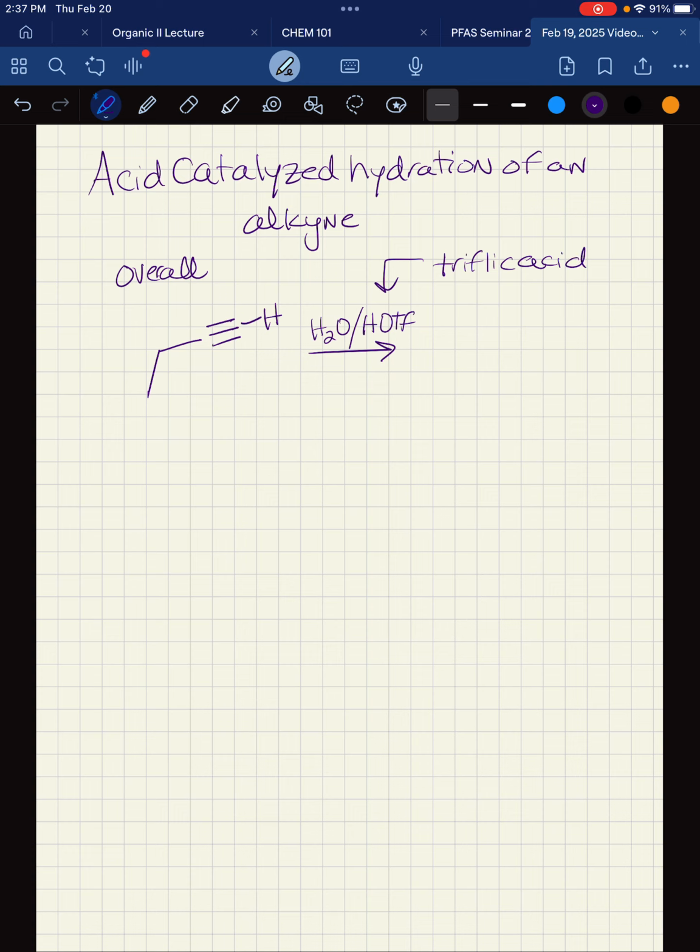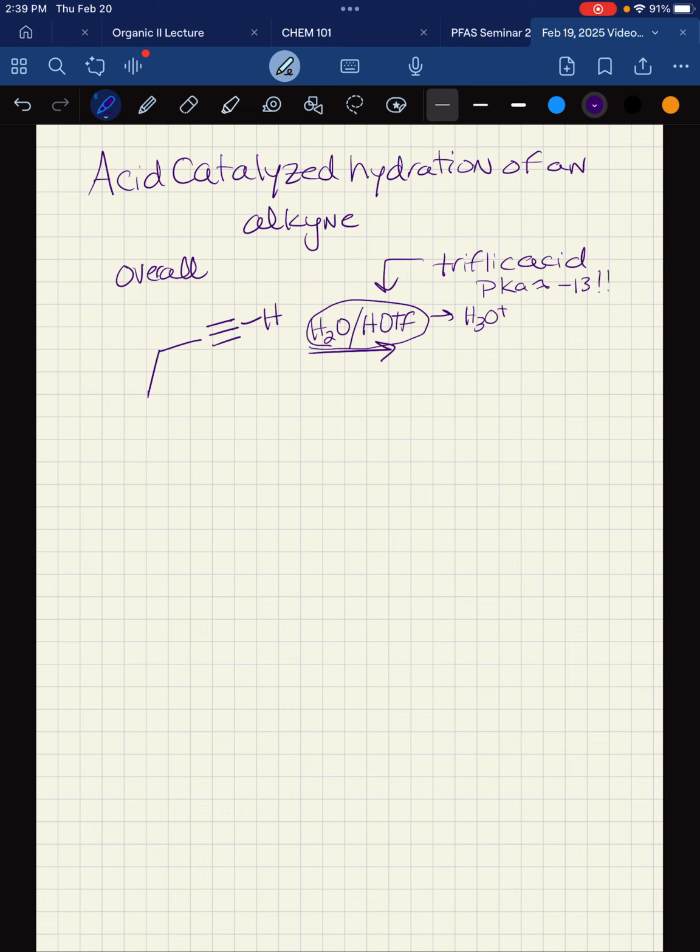This is a very, very strong acid. The pKa for this is around -13, which means that it's even stronger than hydrochloric acid, which has a pKa of around -7 or so. Of course, what that means is that the triflic acid, since it is so strong, is going to protonate the water. And so when we draw our mechanism, we're going to start out with H3O plus as our active acidic species.